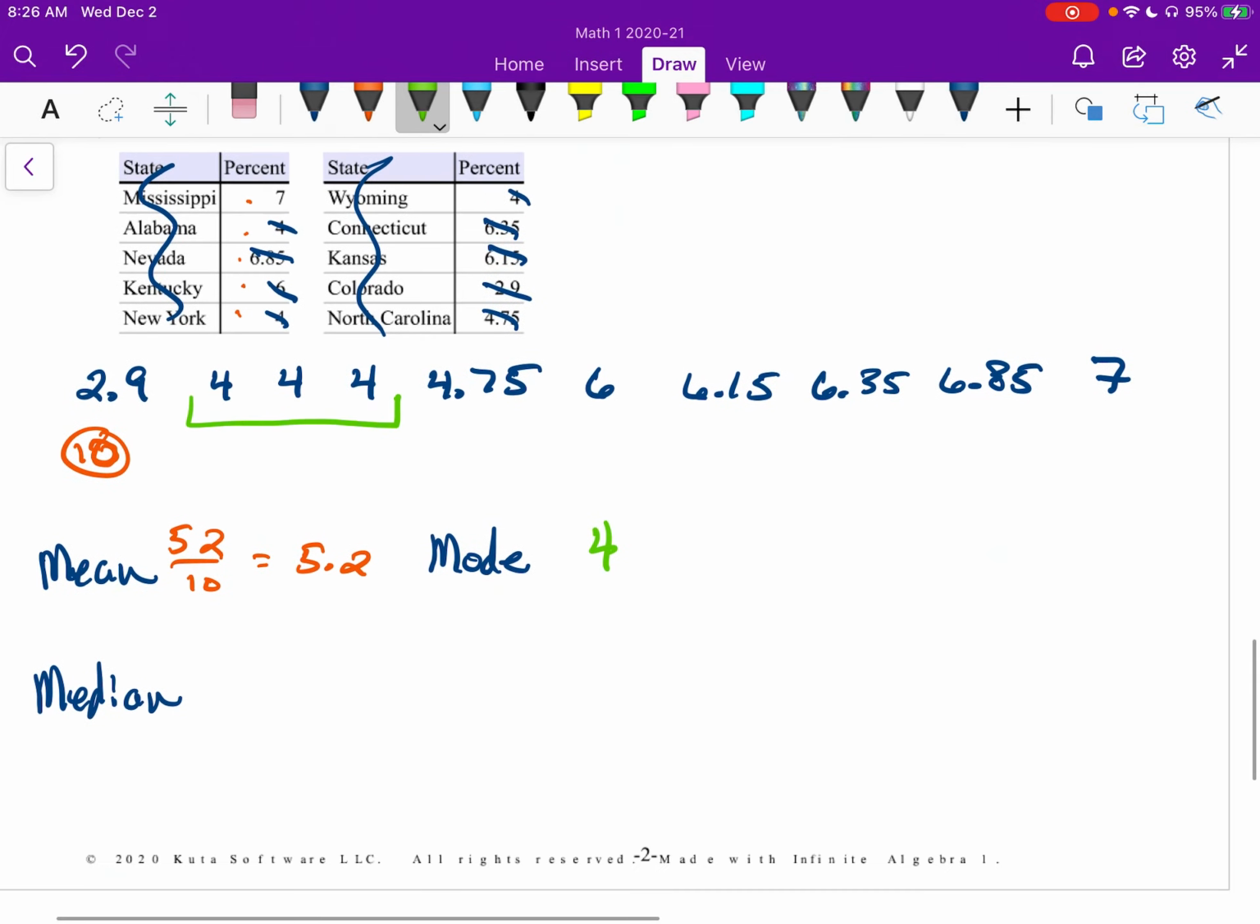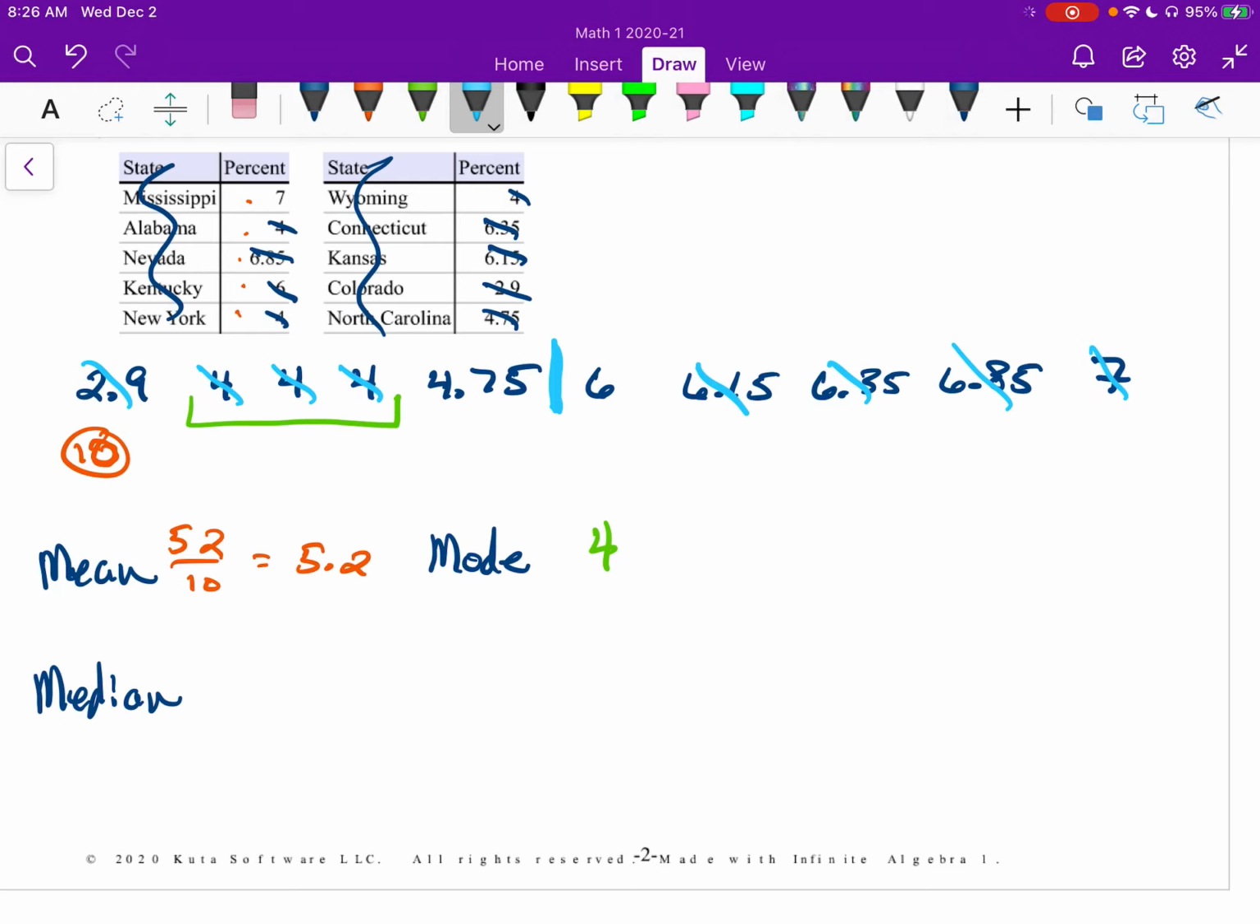All right, next up, median. This one's also going to be special for the median. So I start off and I cross off the first and the last, the first and the last, the first and the last, the first and the last. And then if I cross off the first and the last, I'll have none. So really my median happens right here between 4.75 and 6.